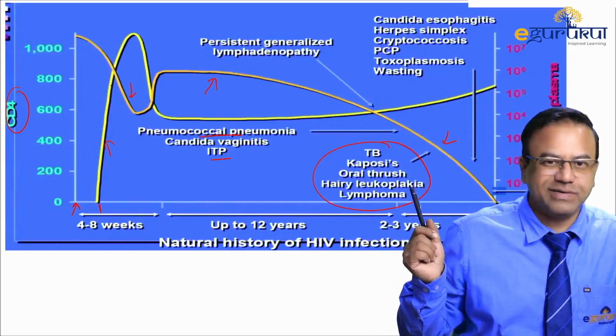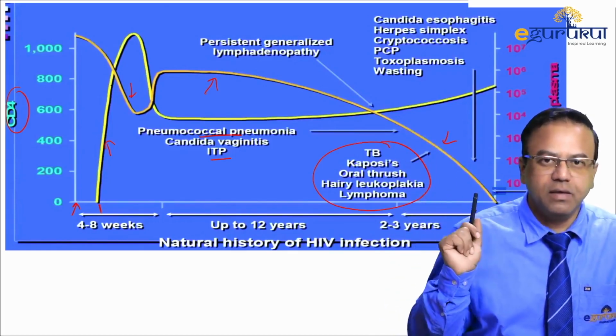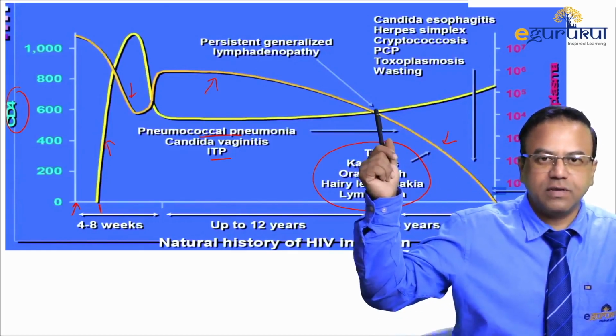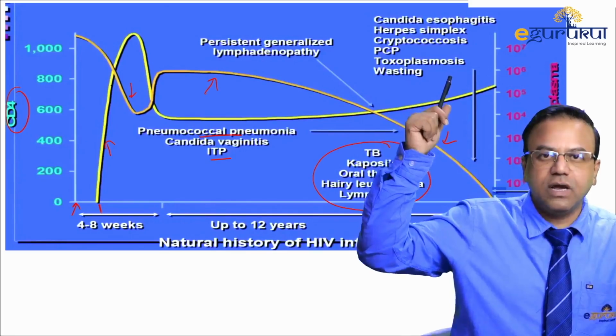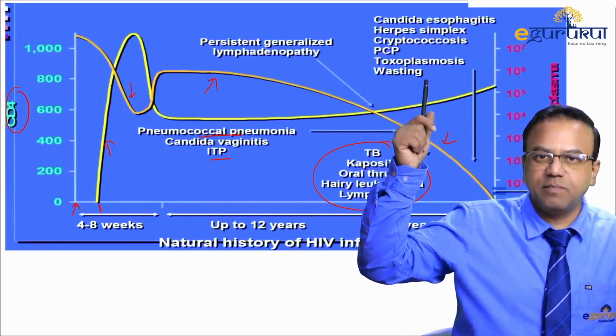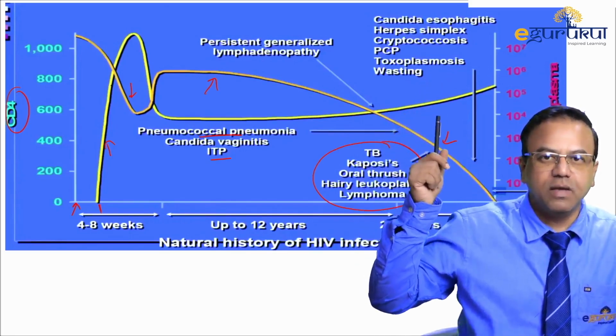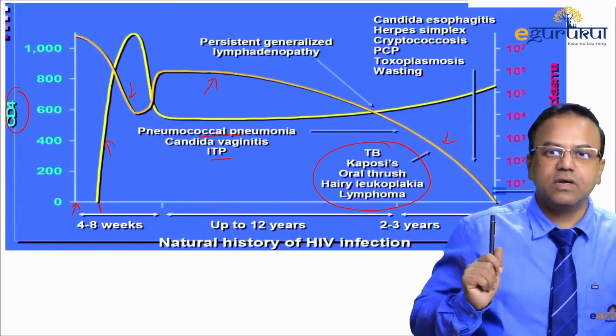Kaposi sarcoma, oral thrush, hairy leukoplakia, lymphoma, all these start becoming increased. You do notice that there is a risk of developing persistent generalized lymphadenopathy around this point, and you also see other infections like Candida esophagitis, herpes simplex, Cryptococcus. All these things start becoming more significant as the CD4 count starts decreasing.